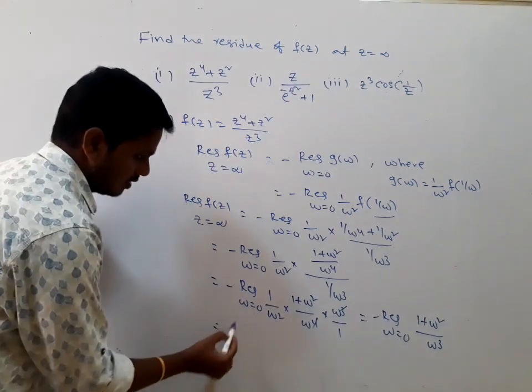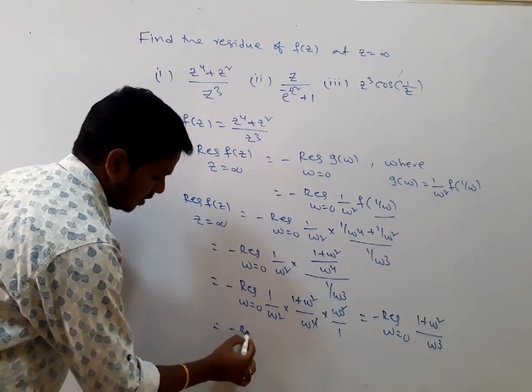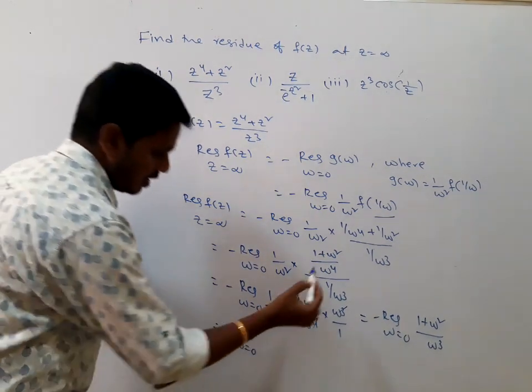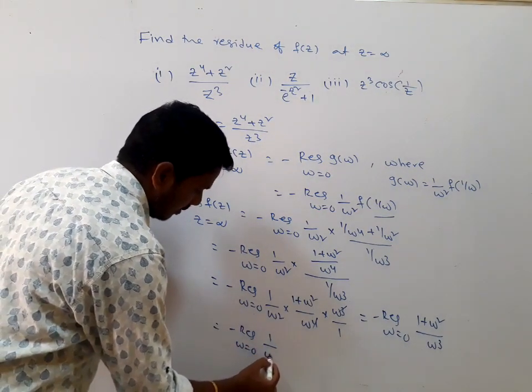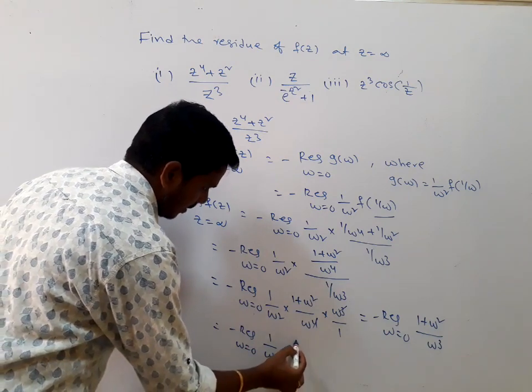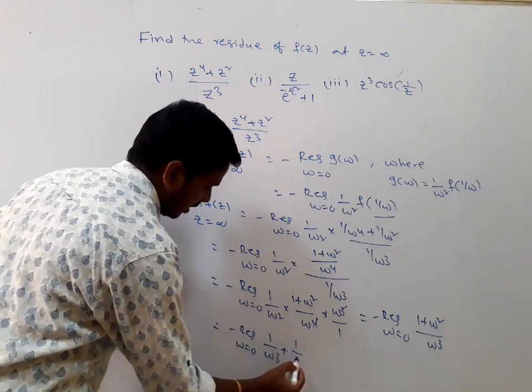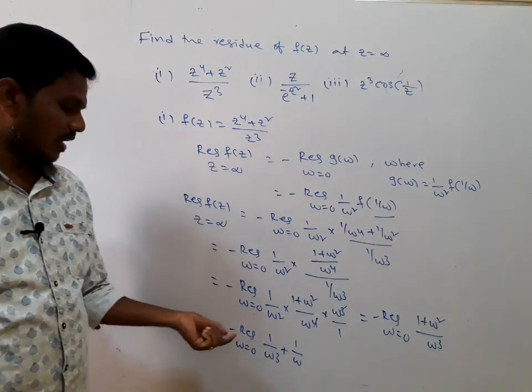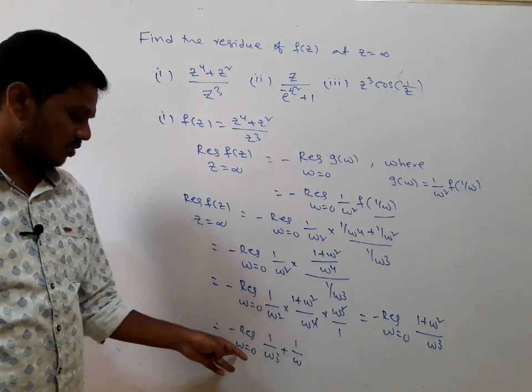So this is the residue at w = 0 of 1/w^3 plus w^2/w^3, which is 1/w, which is a Laurent expansion. Here there is no need to write any formula. You take it about w = 0 here.